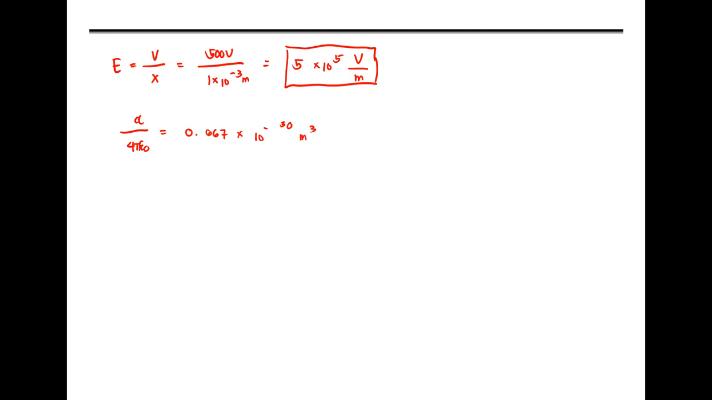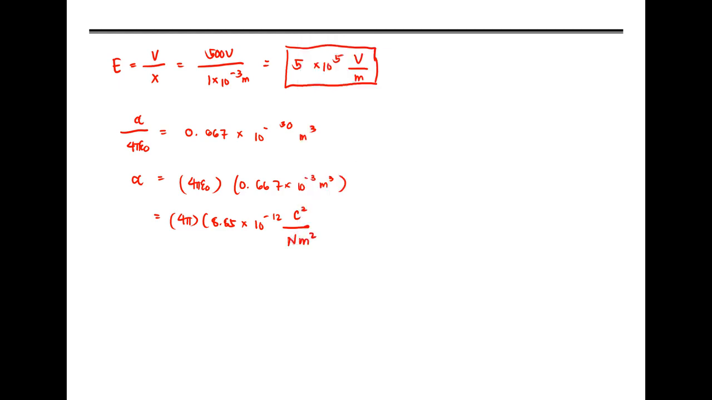Okay, therefore from here, we can get alpha, which is equal to 4 pi epsilon naught multiplied by 0.667 times 10 to the minus 30 meter cube. So you have 4 pi, and then the value of your epsilon naught is 8.85 times 10 to the minus 12. The unit is, if K is equal to 9 times 10 to the 9 Newton meter squared per coulomb squared, then this is coulomb squared per Newton meter squared.